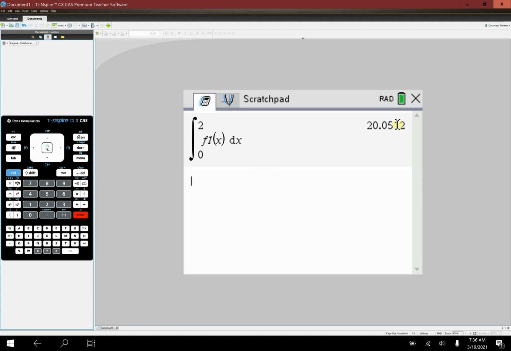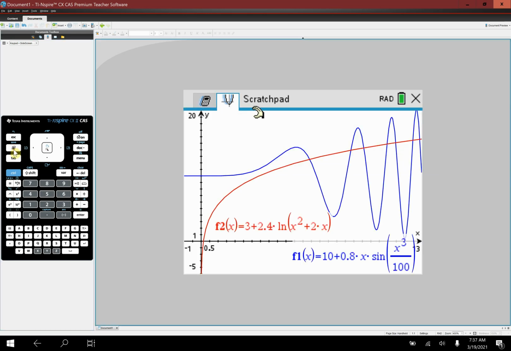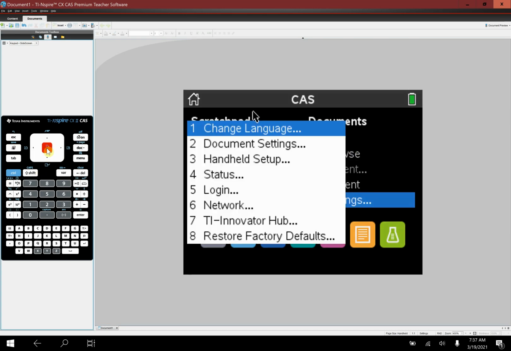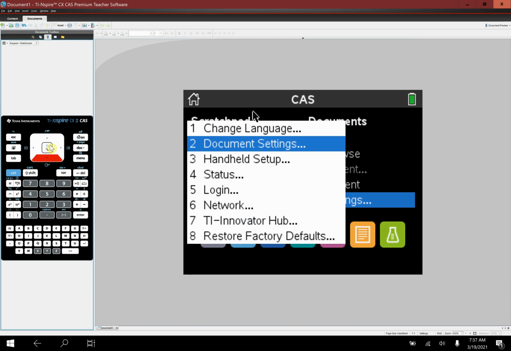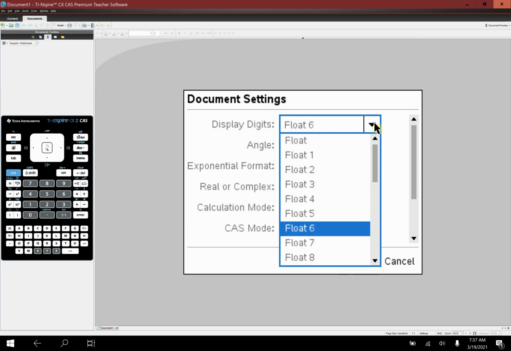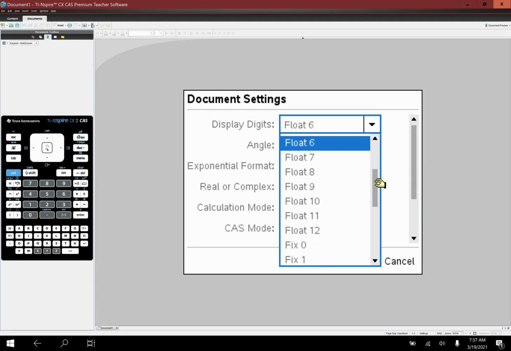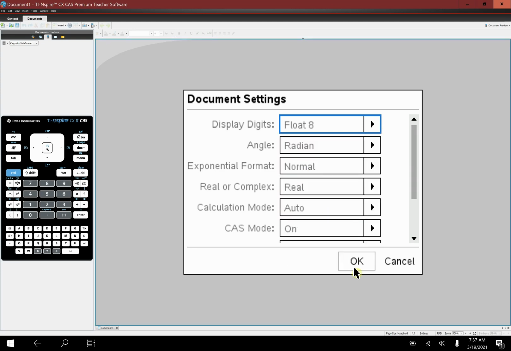Also, we want to make sure we go enough decimal places. Some of your calculators will only go to 2 decimal places. We want to show more. Currently, mine is showing 4 past the decimal. That's known as a float of 4. So if you wanted to change your calculator so it would show the right number of decimals every time, you can go to your home screen, go to settings, and then document settings. And it says float 6. What if I floated more? Let's try a float 8 and see the difference.